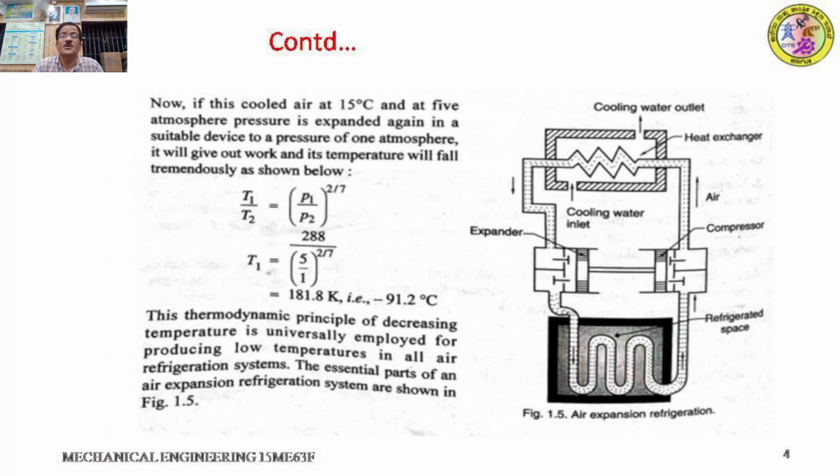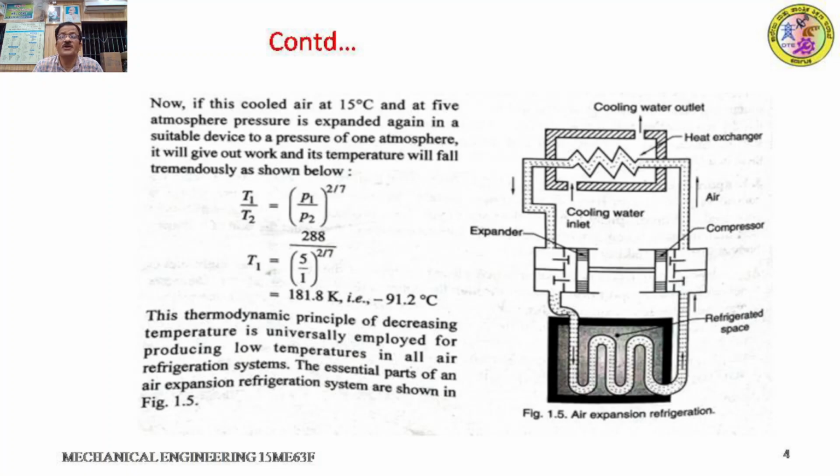During that time, you know that pressure and temperature are directly proportional to each other, so there will be a drop in temperature, and that cooled air is supplied to the refrigerated space in the coil, which absorbs the surrounding heat and becomes hot air, and that is supplied to the compressor. In this system, it is a closed system, so the same air is circulated again and again.